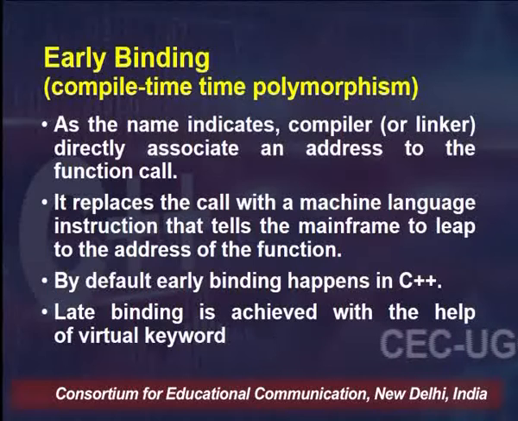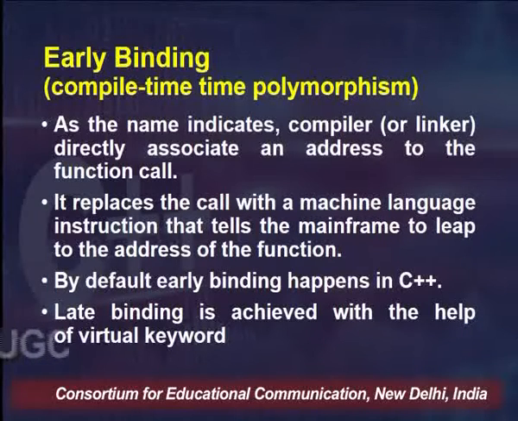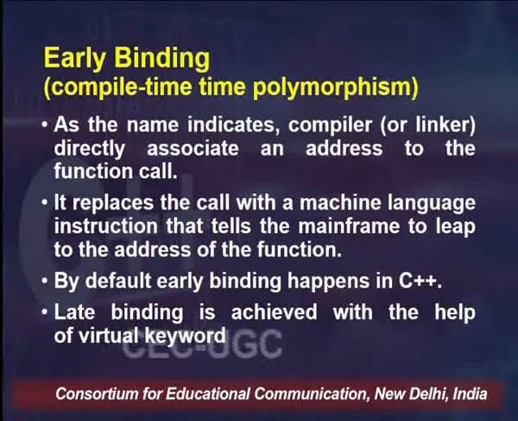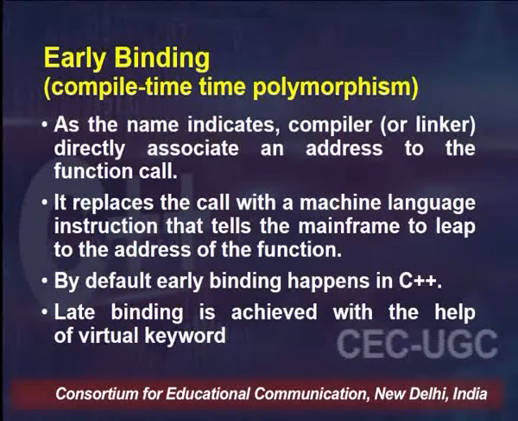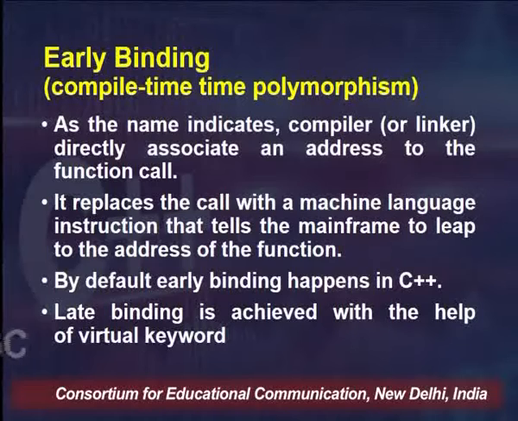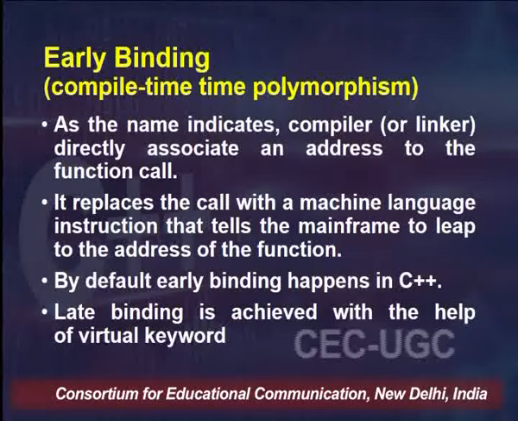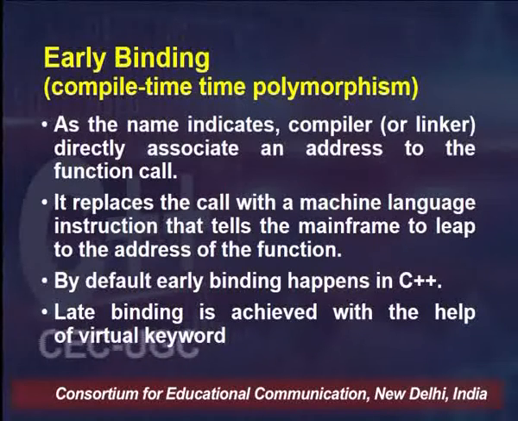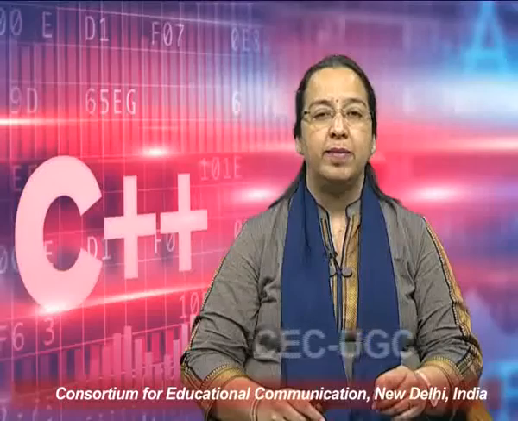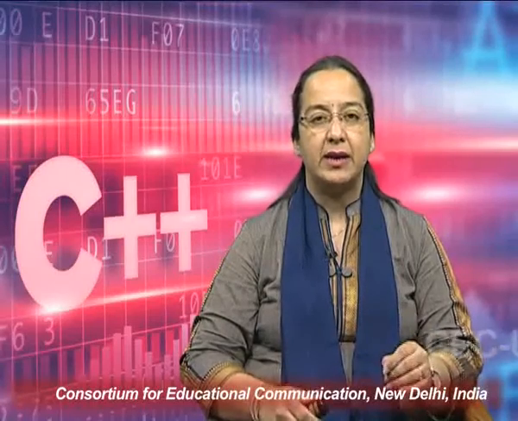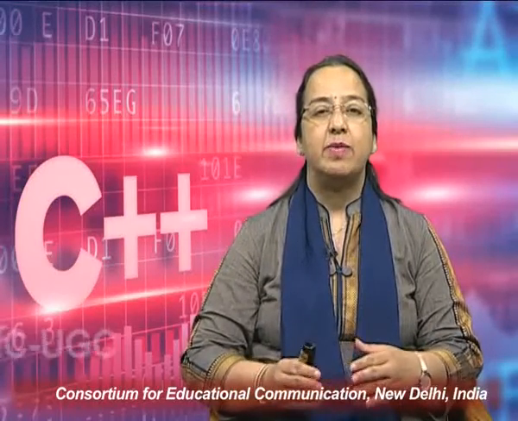It replaces the call with a machine language instruction that tells your computer to go to the address of the function. By default, this binding happens in C++ in an early manner, at the time of compilation. If we are not going to use any specific keyword like virtual, that means we are focusing on compile time polymorphism, or in other words early binding, and early binding is the mechanism which happens in C++ by default.